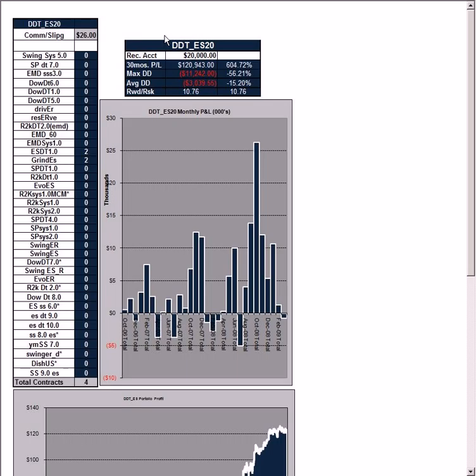Just let us know. For instance, here's an example of the Dual Day Trader ES20, which is a $20,000 portfolio, a $20,000 account, and the return is only 605%. Using commission and slippage of $26 per round turn, 604.72% return over the last 30 months. Of course, that's about 20% per month. So that's really nothing to sneeze at.